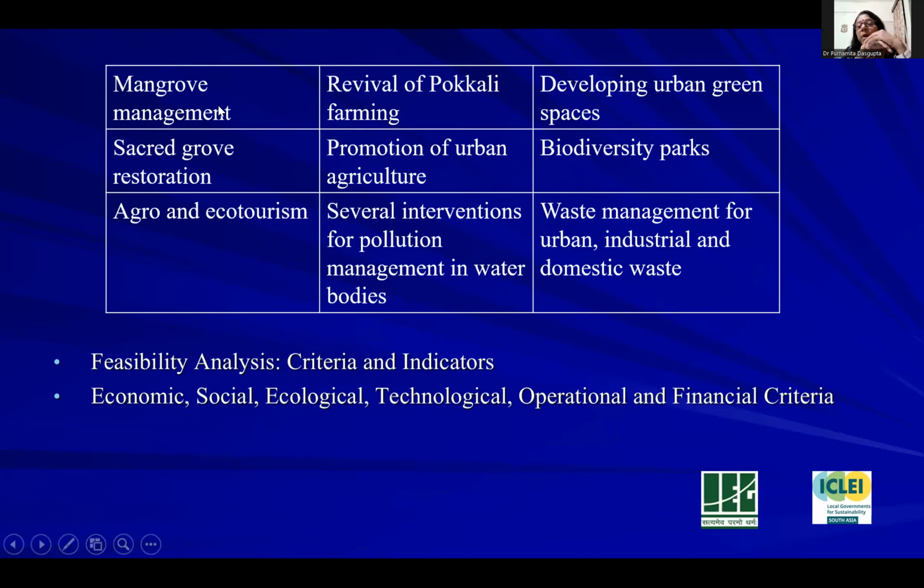And after we went through our feasibility assessment, we found that what ranked highest across different groups of stakeholders from all these interventions that we asked for their views on, they thought that the most important ecosystems for them, which had strong biodiversity linkages, one was mangrove management, the other was the revival of a particular traditional type of farming, which is called Pokkali farming.